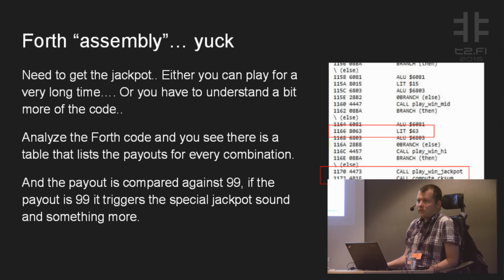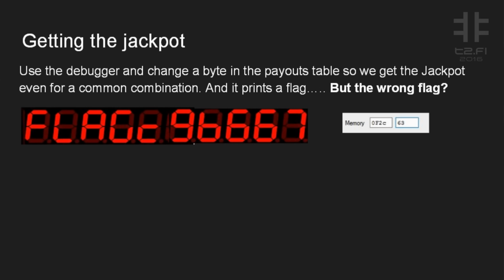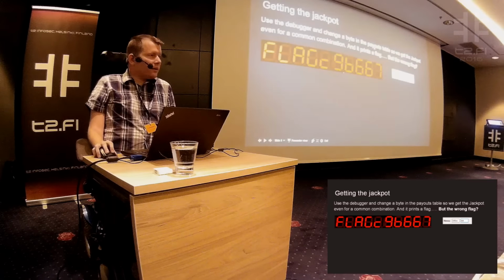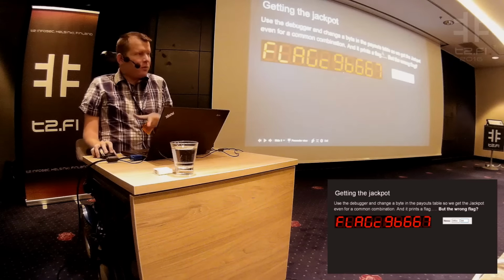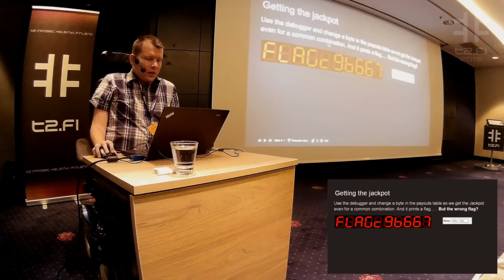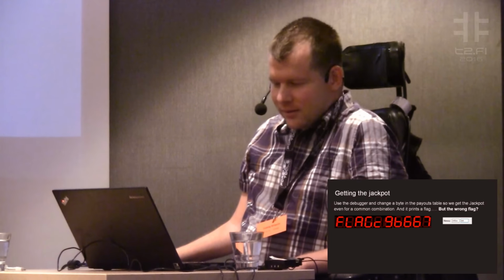99 is the jackpot winnings. So if you get 99, it's actually doing something special. It's playing the jackpot sound, and then it's going to show a flag. So if you use the debugger to change a byte in the payouts table, so you always win 99, or you win 99 for one of the most common slot machine combinations, then it triggers this flag mode and it prints the flag.